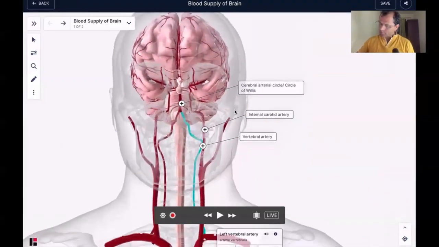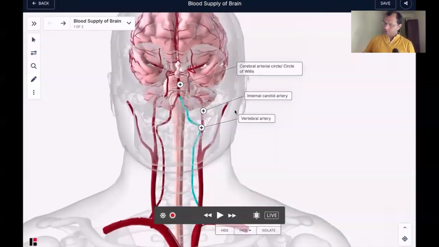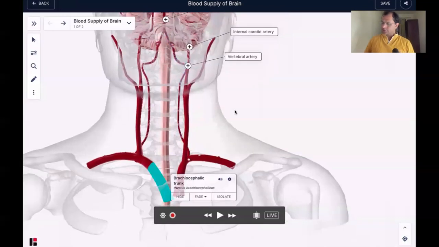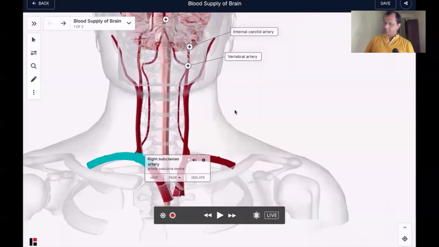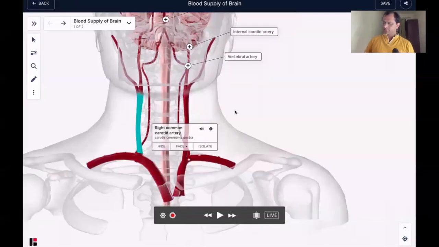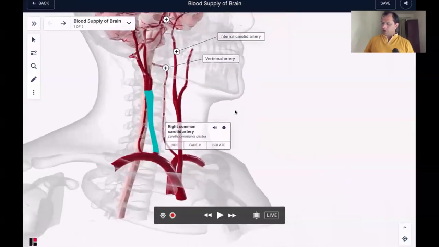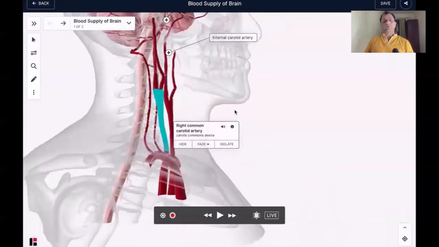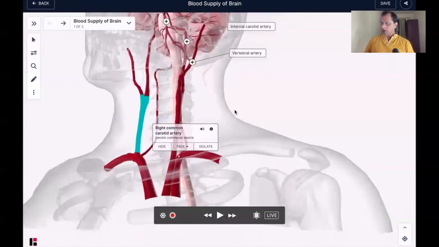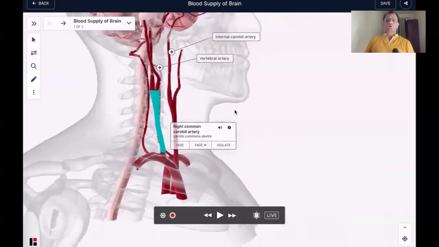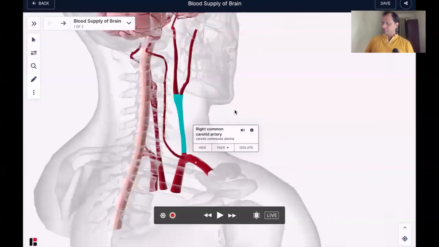So, we are looking at the brain from the front side. So, on the right side, we have the brachiocephalic trunk, then the subclavian arteries, and the common carotid artery. Okay. So when we talk about the brain, how many arteries are going towards the brain? Brain की तरफ कितनी arteries जाती हैं? Answer 2. 2 arteries are going toward the brain.